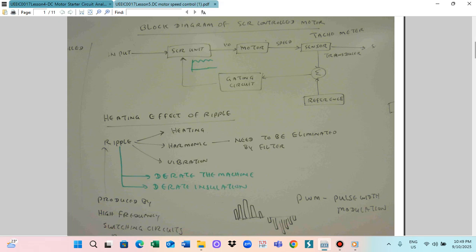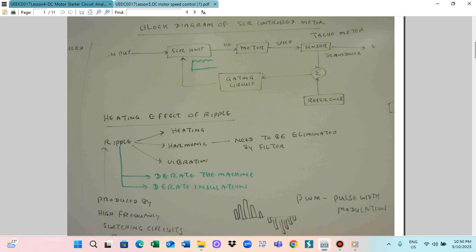This is the SCR drive system. This is a switching circuit. The switching circuit produces a DC voltage, but this DC voltage is not pure DC, because of the switching. The SCR unit produces a fast-rated DC like this. So this is a fast-rated DC voltage.